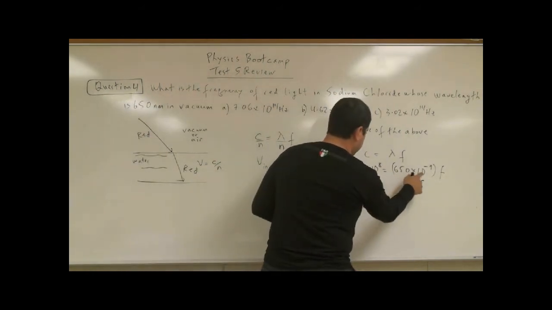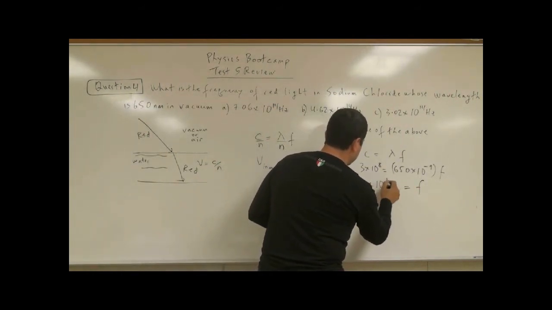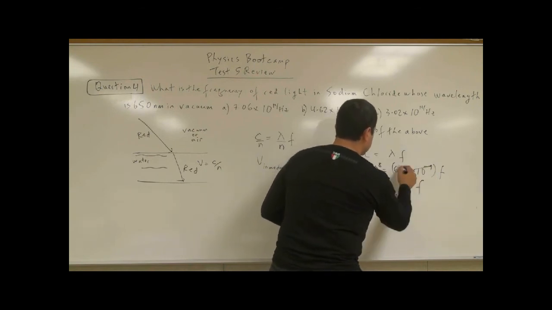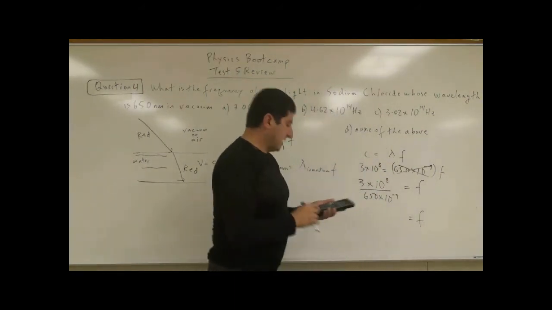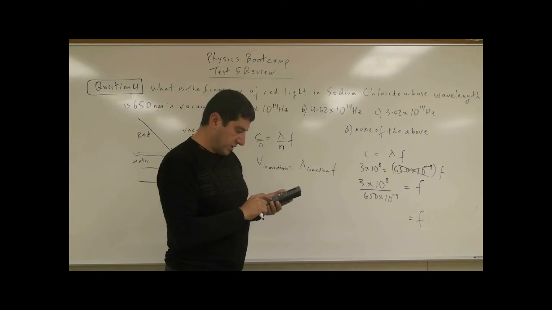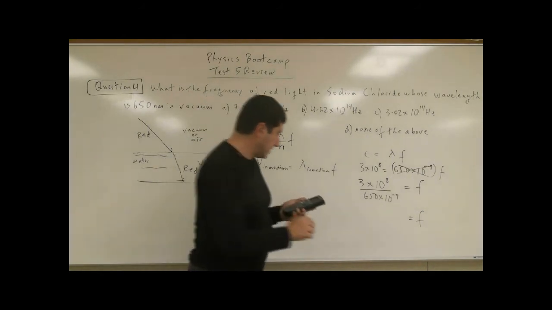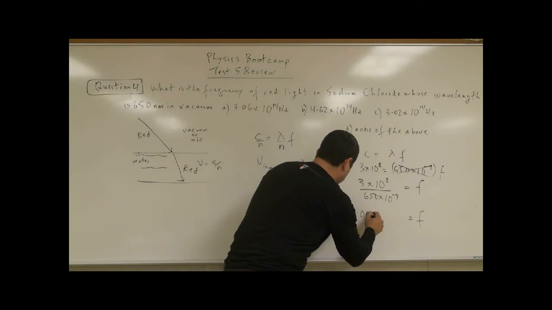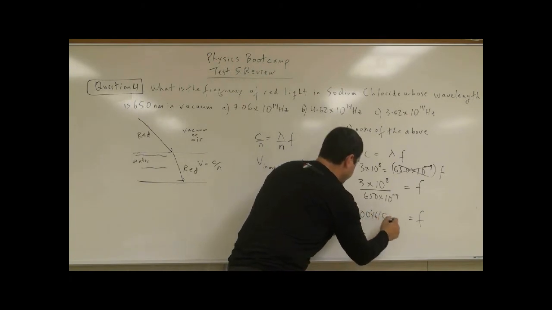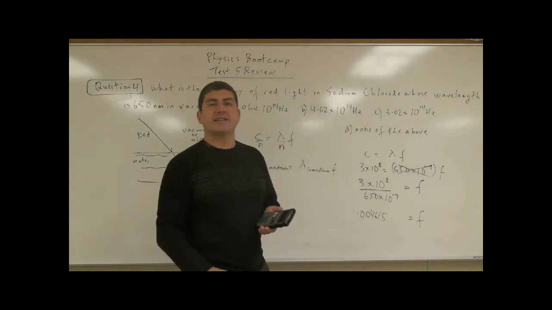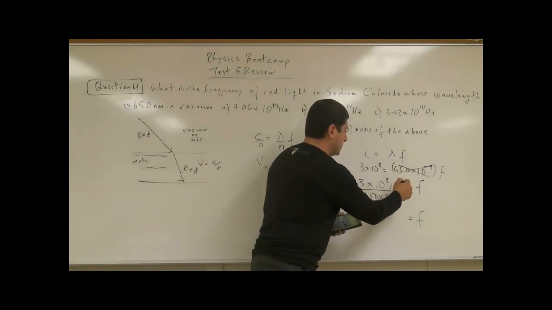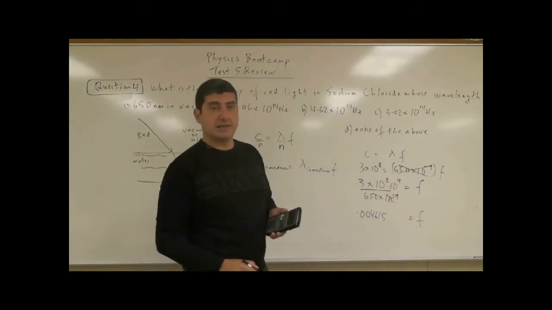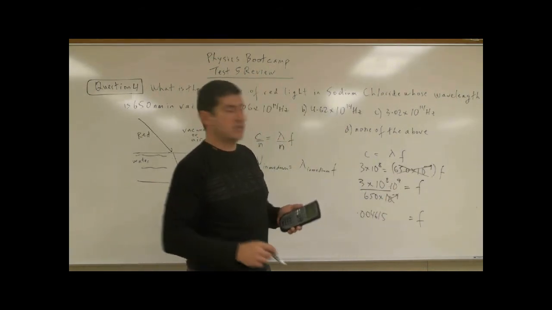So we divide this by this, right? 3 times 10 to the 8th divided by 650 times 10 to the minus 9. And what do we get? 3 divided by 650 gives you 0.004615. 10 to the 8 divided by 10 to the minus 9 is what? Well, 10 to the minus 9 goes to the numerator, becomes 10 to the positive 9, and then 10 to the 8 times 10 to the 9 is 10 to the 17.